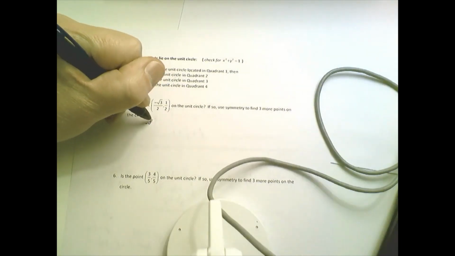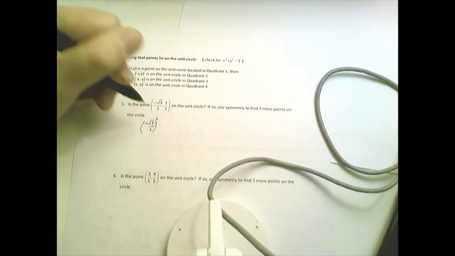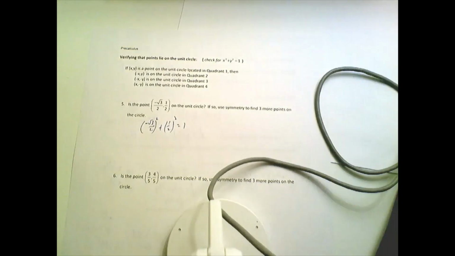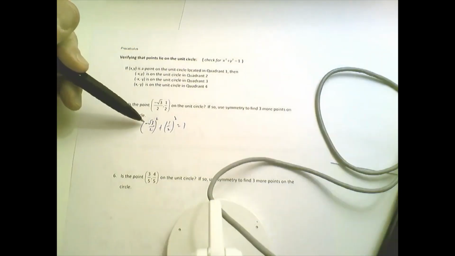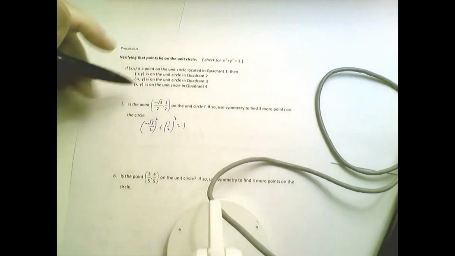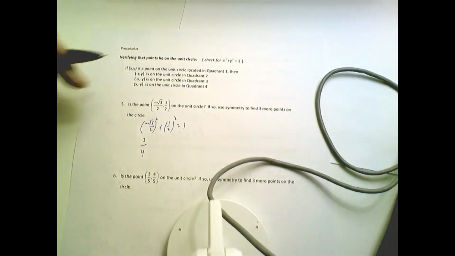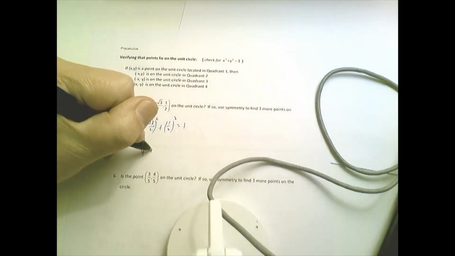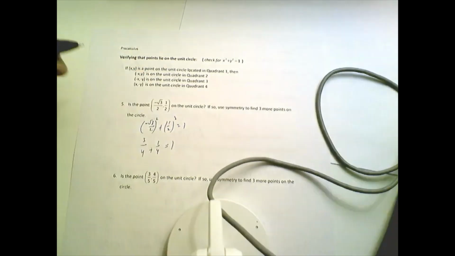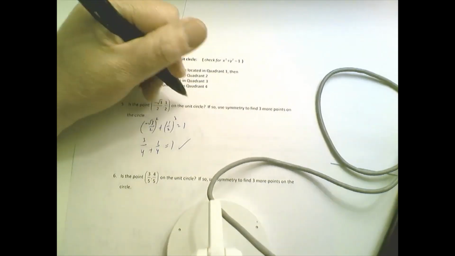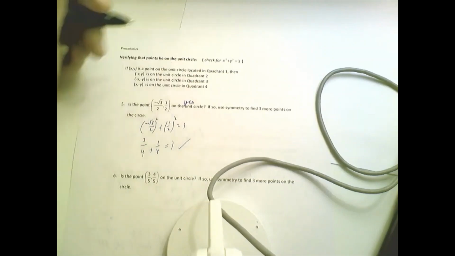Negative root 3 over 2 squared plus 1/2 squared equals 1. That's what I'm checking. Negative root 3 times negative root 3 becomes 3. 2 squared is 4. 3/4. 1/2 times 1/2, 1/4. Does 3/4 plus 1/4 equal 1? Absolutely. Is this point on the unit circle? It sure is.